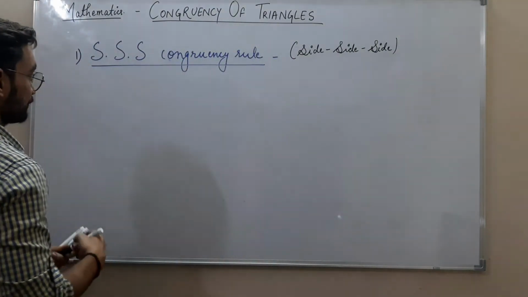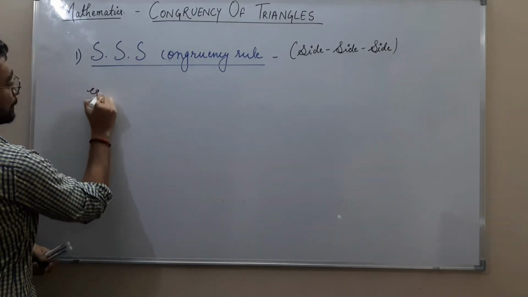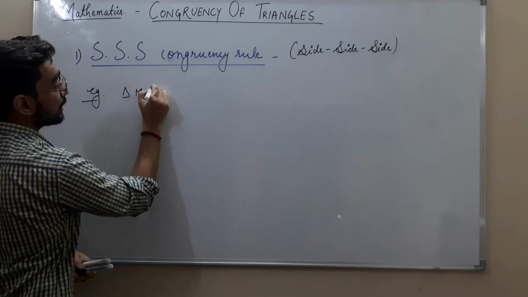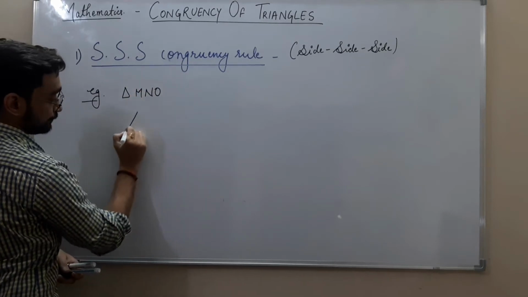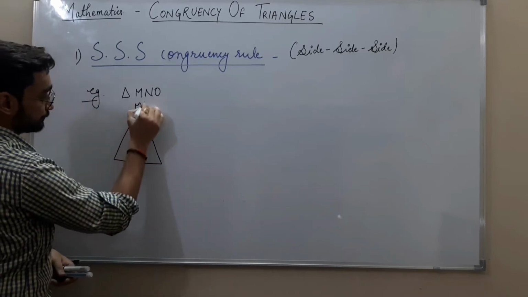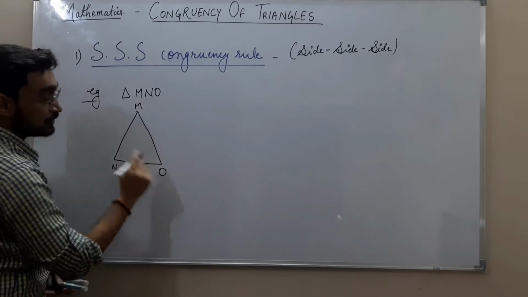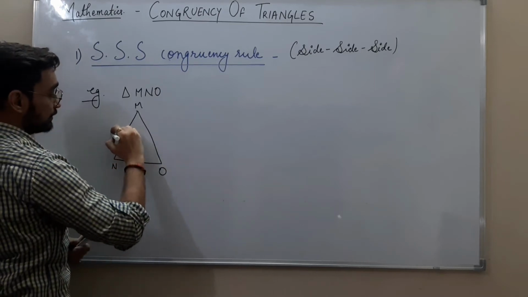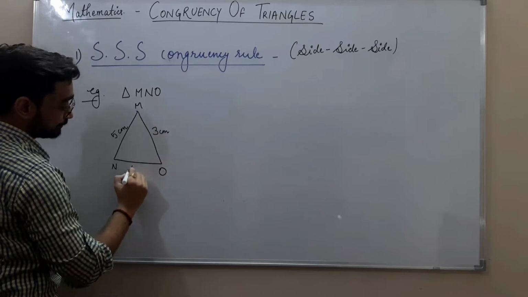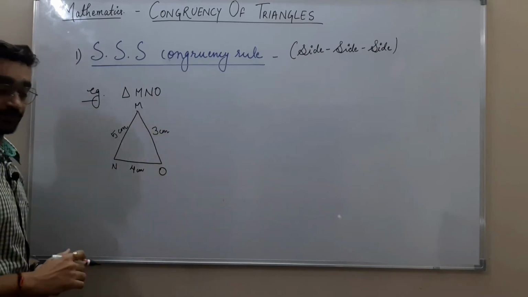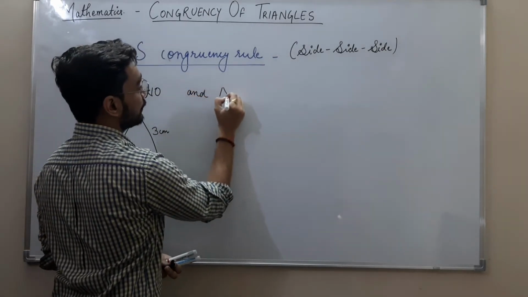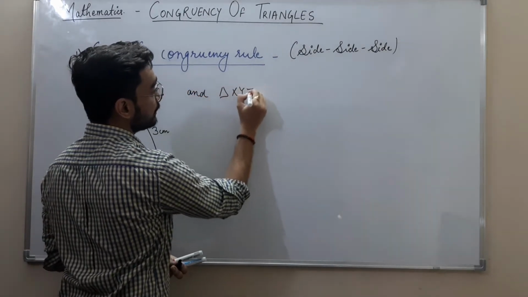Now let us see an example. I have a triangle MNO. I'm drawing this triangle here, MNO. In this MNO, the sides are 5 centimeter, 3 centimeter, 4 centimeter. Now I have another triangle XYZ.